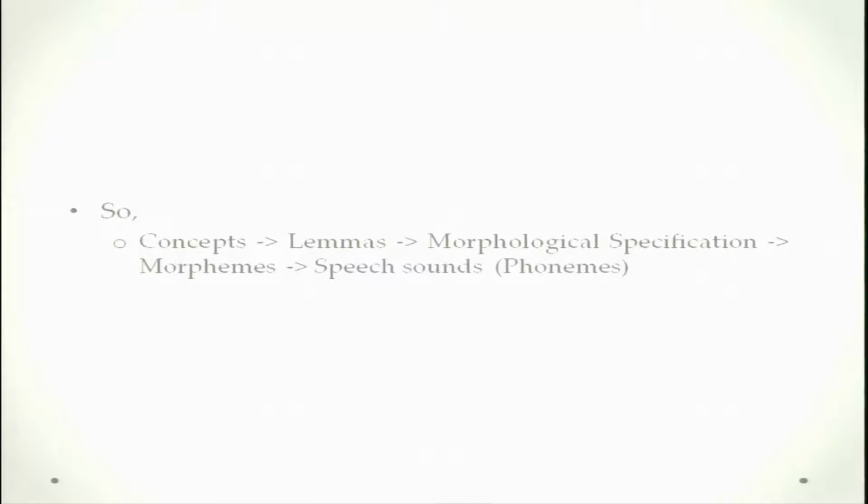Let us try and summarize what we have till now. We have concepts, we had lexical concepts, lexical selection happened, then we have lemma, then we had morphological specification, then you have morphemes, what is it that you have to activate, then you have speech sounds, phonemes have to be there. Okay, this is the middle of the entire chain. Let us move ahead now.